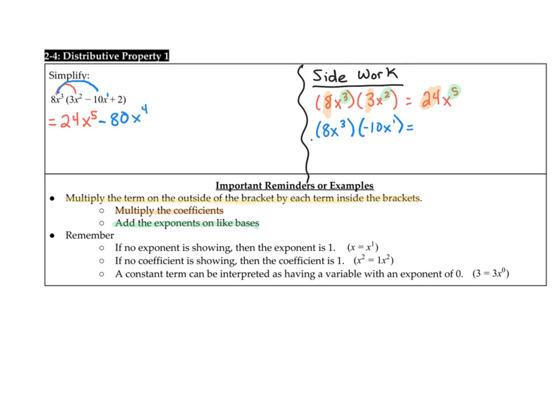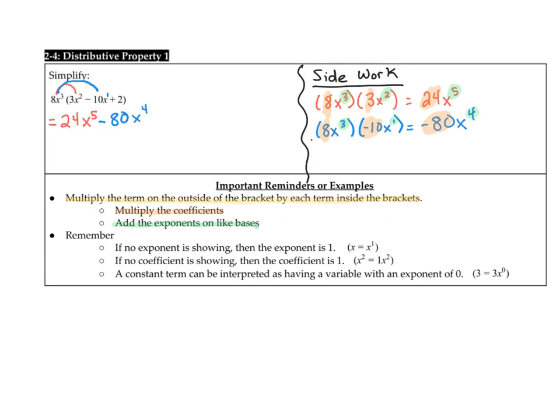when you multiply the coefficients, 8 times negative 10 is negative 80. And when you add the exponents, 3 plus 1 on the x's is 4, so that's x to the 4. So once again, you multiply the coefficients and you add the exponents as long as they're both x's.